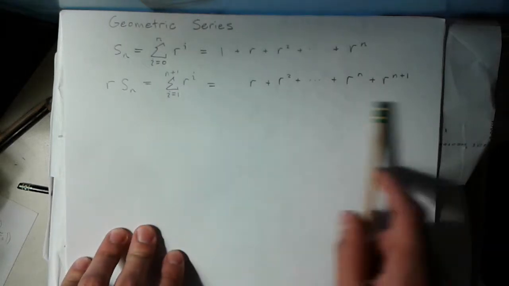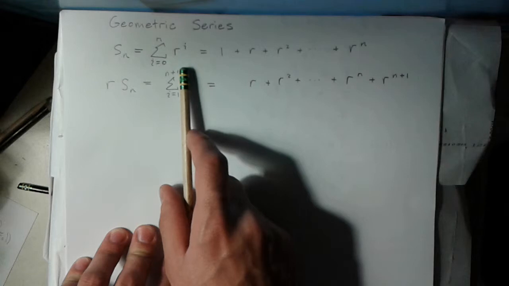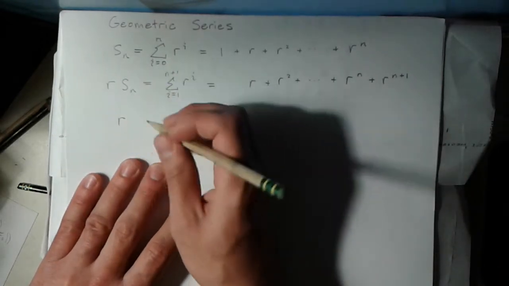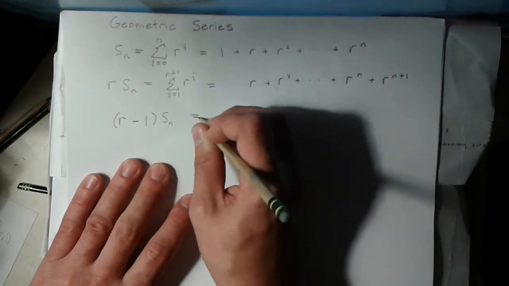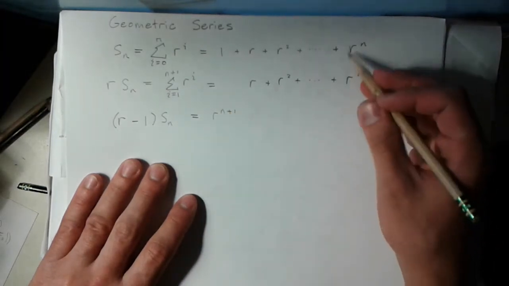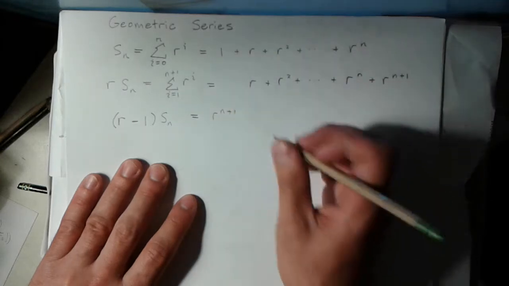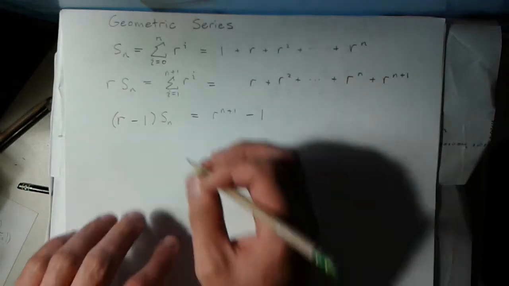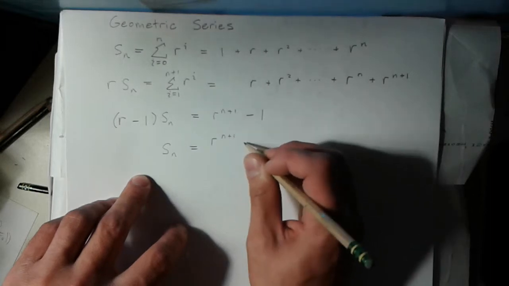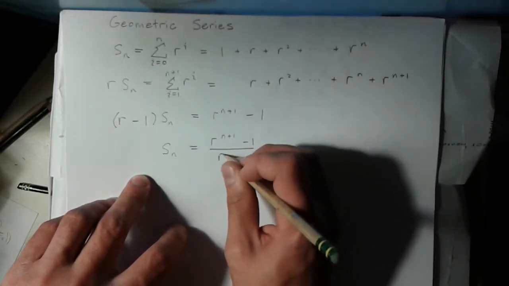So what I can do is take this one and subtract this one. If I take r Sn minus Sn, I'll just say r minus 1 times Sn. This is just going to be r to the n plus 1. All of the in-between terms cancel out except this 1, so I'm left with minus 1. Now I can solve for Sn. So Sn would just be r to the n plus 1 minus 1, over r minus 1.